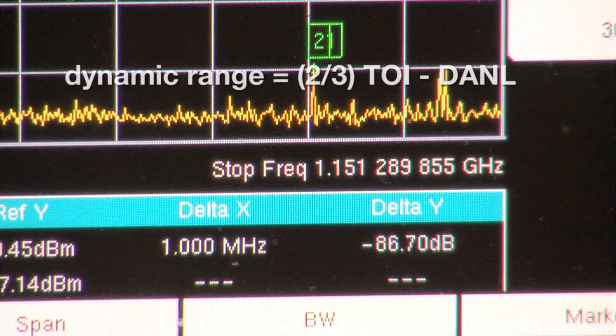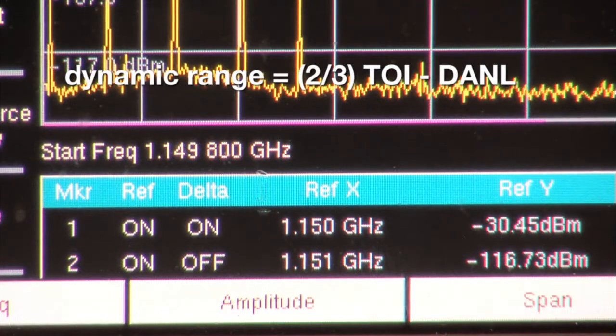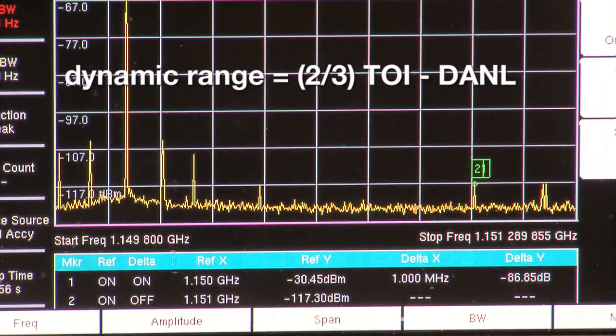The calculation 2/3 TOI minus DANL is one way to specify dynamic range. TOI is third-order intercept, and DANL is displayed average noise level.